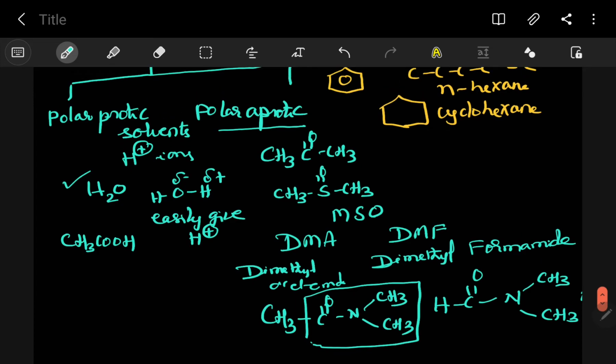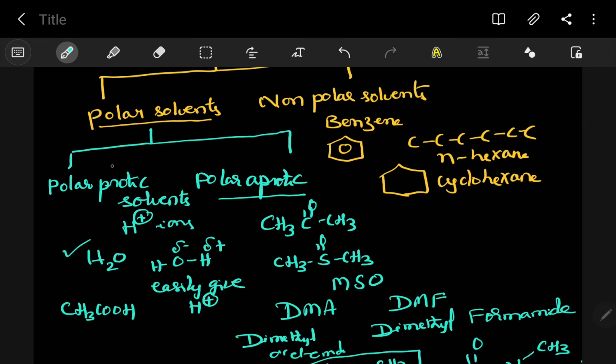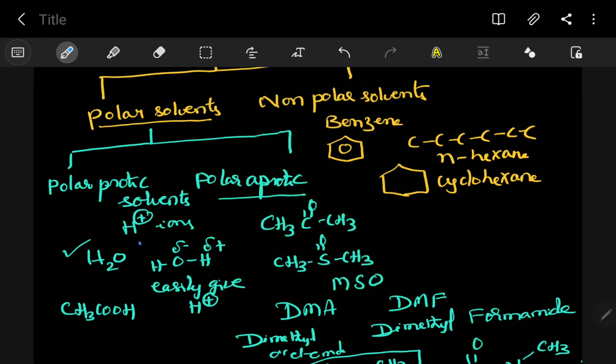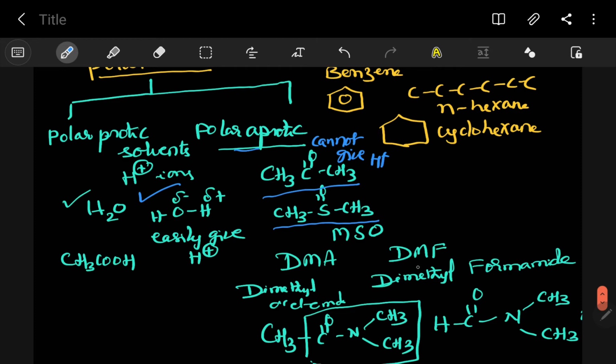Let me recap the types of solvents here: polar protic solvents and polar aprotic solvents. Polar protic solvents are those which can give H plus ions in the solution, and polar aprotic solvents are those which cannot give H plus ions in the solution. Examples: acetone, dimethyl sulfoxide, and DMA, DMF, dimethyl formamide and dimethyl acetamide.